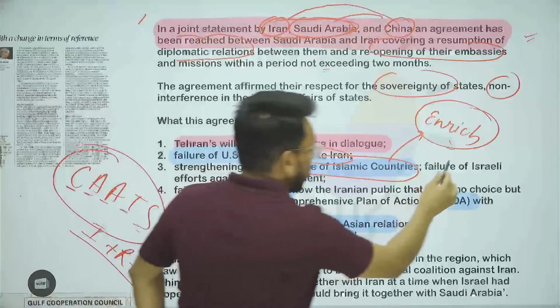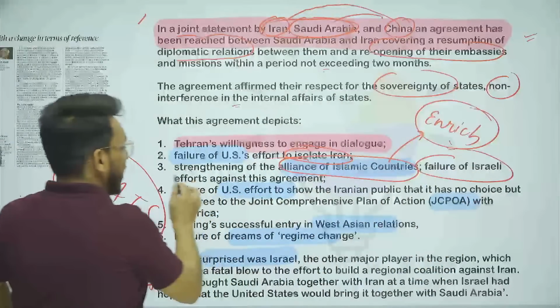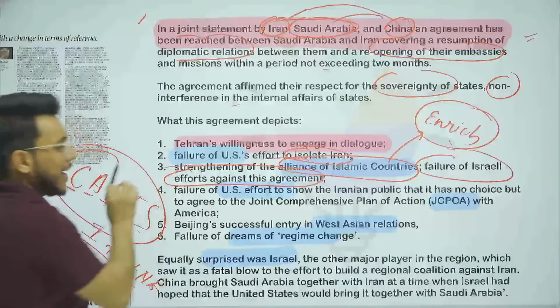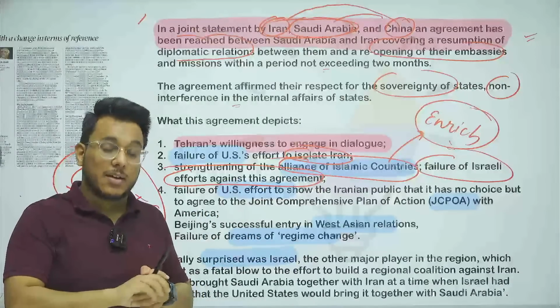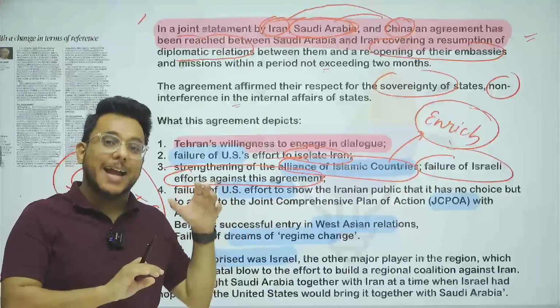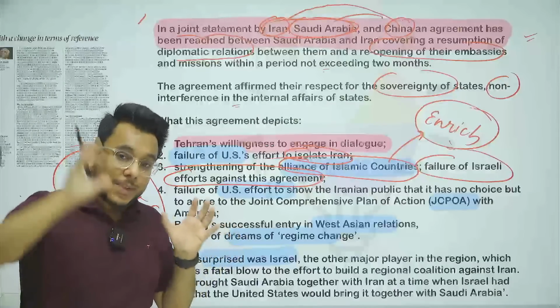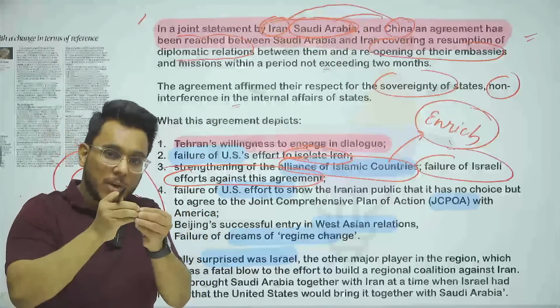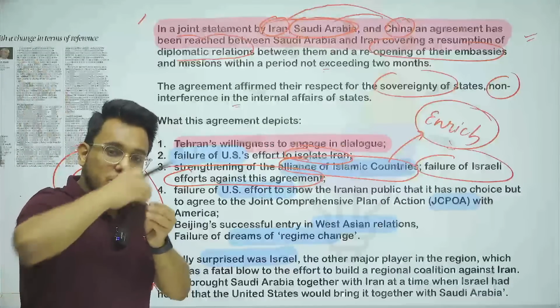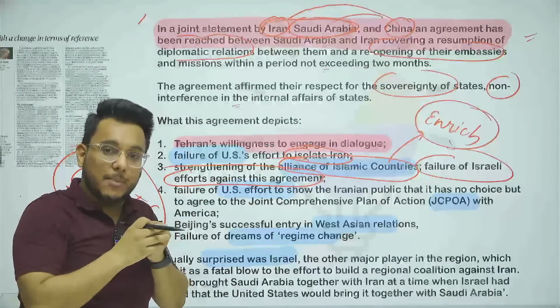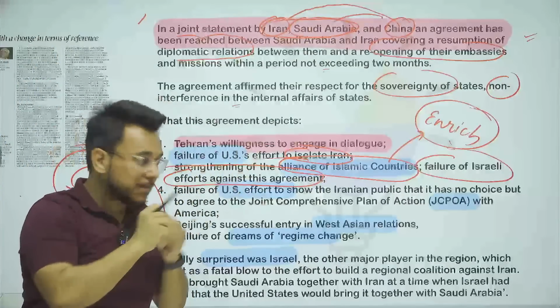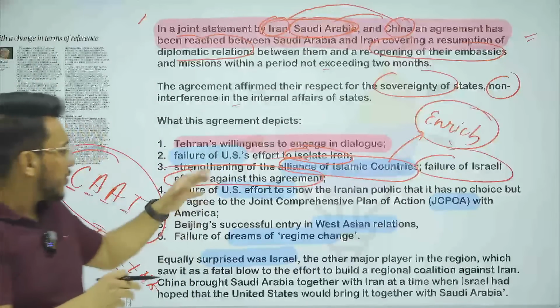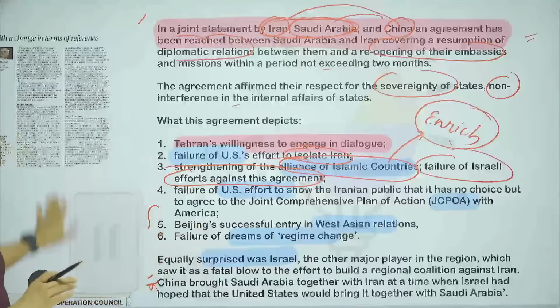Then it also shows the failure of Israeli effort against this agreement. Now see, Israel never wanted Iran and Saudi Arabia to come together. Now guys, in the past, the USA had tried a lot to get Saudi Arabia and Israel to come together, so that they would be able to counter Iran. But what has happened? Saudi Arabia did not go to Israel, rather Saudi Arabia went to Iran. So this is also the failure of Israel's effort against this particular agreement.